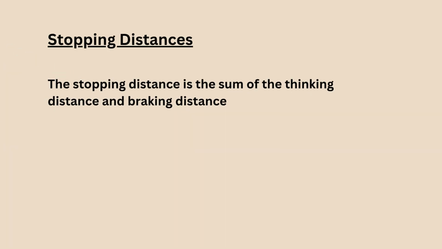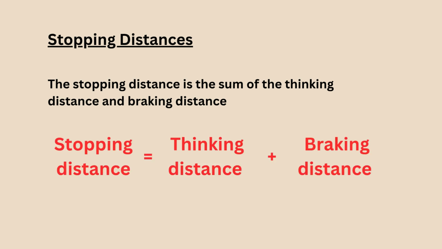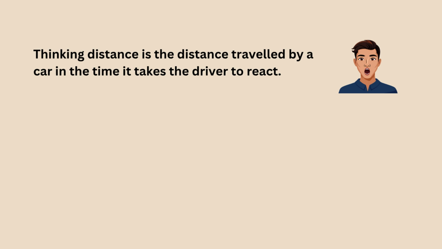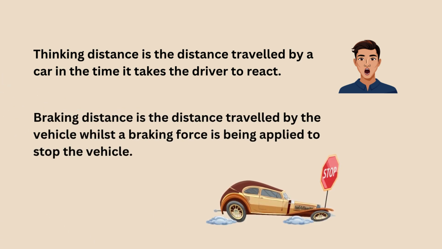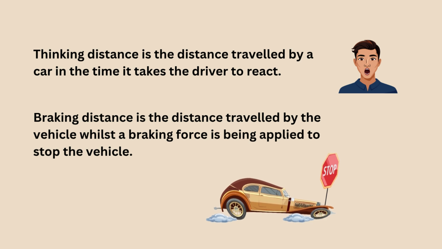The stopping distance is the sum of the thinking distance and the braking distance. So stopping distance equals thinking distance plus braking distance. You may need to rearrange this equation in an exam. Thinking distance is the distance travelled by a car in the time it takes the driver to react, and braking distance is the distance travelled by the vehicle whilst a braking force is being applied to stop the vehicle.